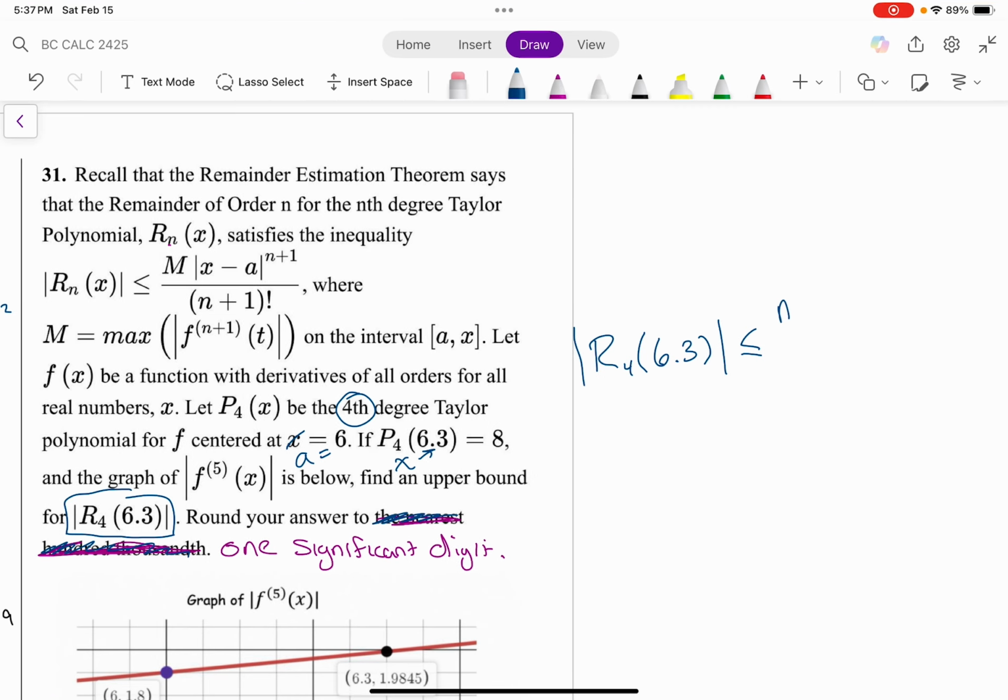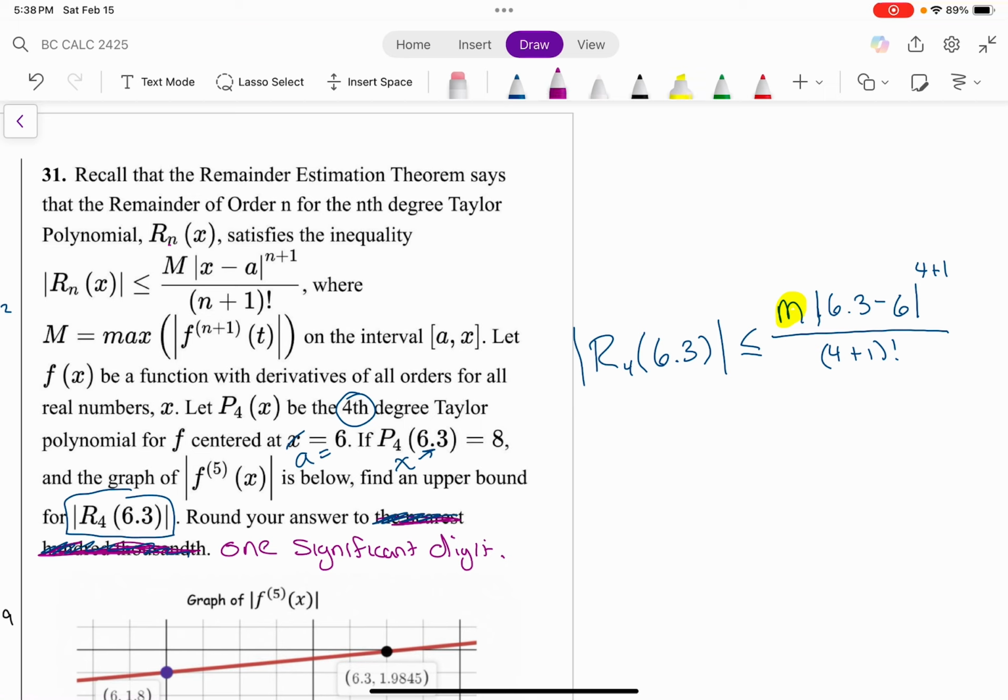So this M we've got to find. That's kind of the most difficult part of this formula. Otherwise, you're just plugging in. x is 6.3, and a is 6, to the 4 plus 1 divided by 4 plus 1 factorial. Okay, so everything here is taken care of. We just got to find that. So what was that again?